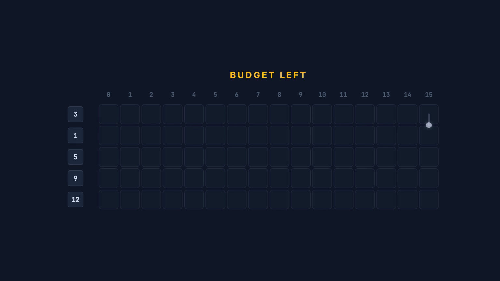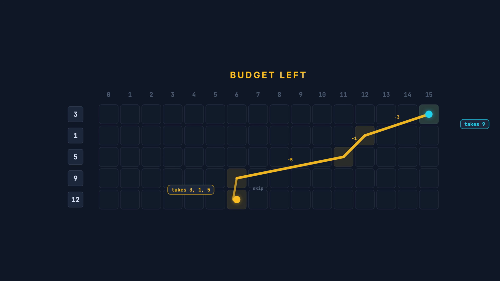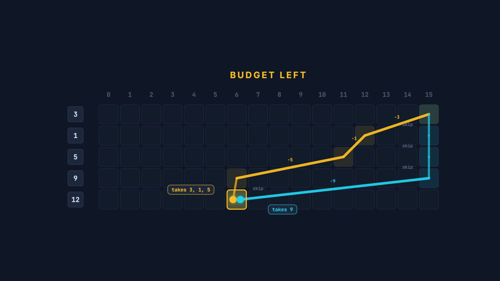Any way of walking the list, what it takes and what it skips, is just a path through this table, one row at a time. Let's watch 2 different histories. The first takes the 3, the 1, and the 5, it owes 6. And the second skips everything except the 9, and it also owes 6. Different choices the whole way down, but the same cell.